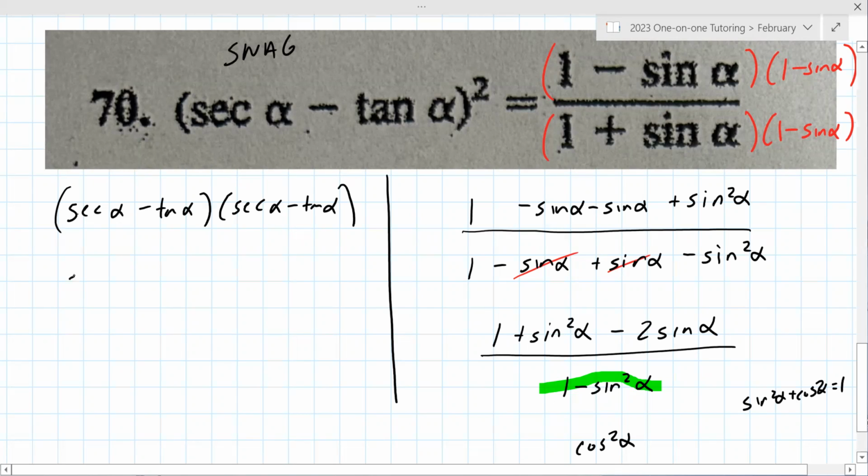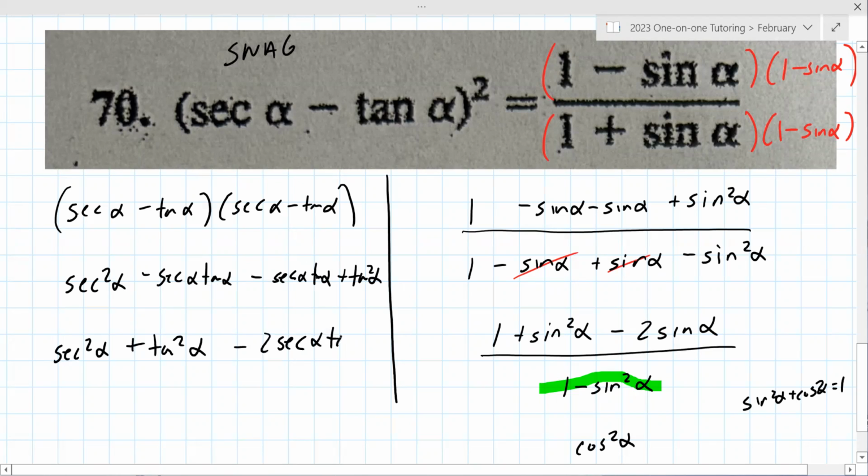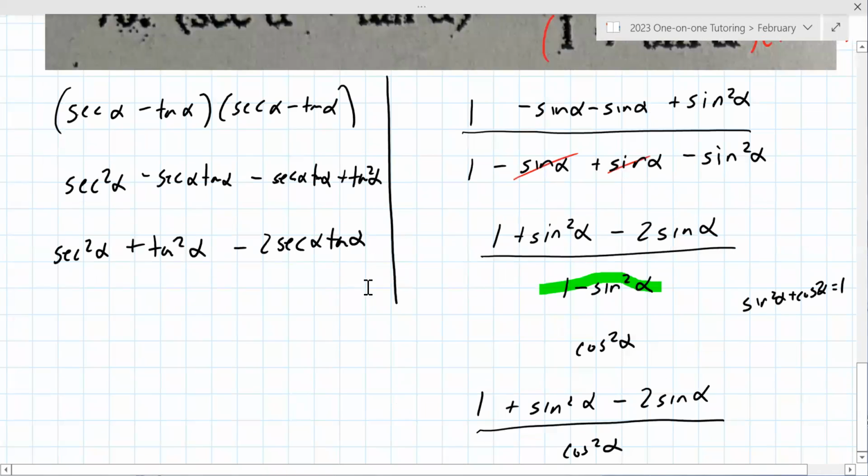So the secant times secant is secant squared on the left. And then you get minus secant alpha tangent alpha, minus secant alpha tangent alpha, plus tangent squared alpha. So you get secant squared alpha plus tangent squared alpha minus 2 secant alpha tangent alpha. So this is where I'm starting to see some good stuff here, because do you see down here we've got a minus 2. Yeah. We've got a 1 over cosine squared, that's a secant squared. Sine squared over cosine squared is a tangent squared. So I'm feeling pretty good right now.